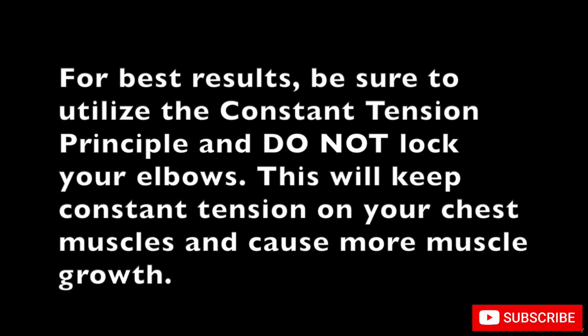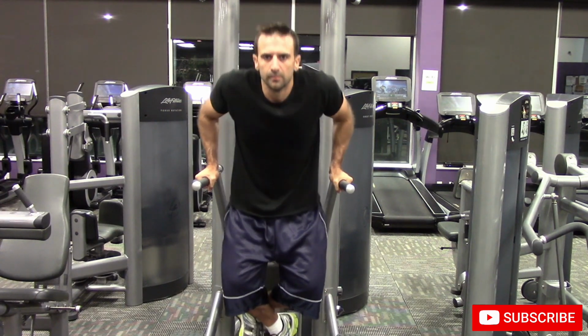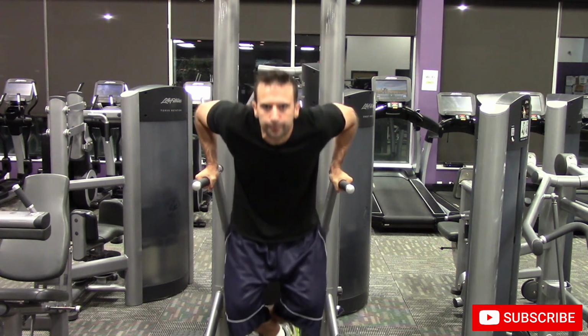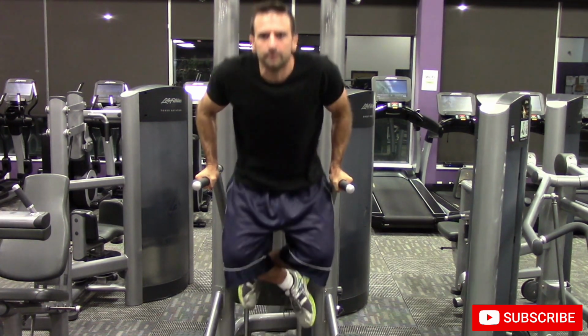The next exercise is dips, and I want to talk about the constant tension principle. For best results, be sure to utilize the constant tension principle and do not, I repeat, do not lock your elbows. This will keep constant tension on your chest muscles and cause more muscle growth. Because once you get up to locking your elbows, you're going to put the tension on your triceps. And we want to keep the tension on the chest because that's the muscle group that we're focusing on with these exercises.